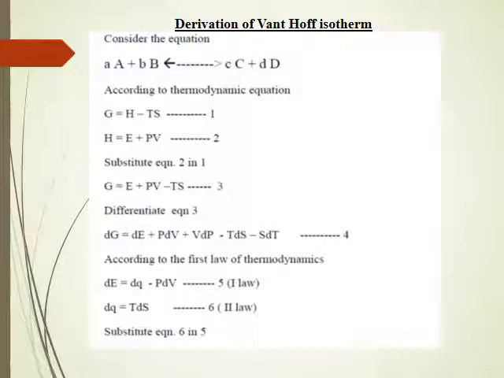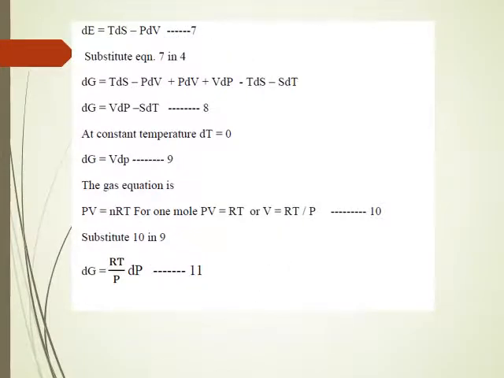According to the first law of thermodynamics, we know that dE is equal to dQ minus PdV, and according to the second law, we know that dQ is equal to TdS. Now we are substituting this equation 6, so dE is equal to TdS minus PdV. Substituting equation 7 in 4, we get dG is equal to TdS minus PdV plus PdV plus VdP minus TdS minus SdT. Then cancelling, we get dG is equal to VdP minus SdT.